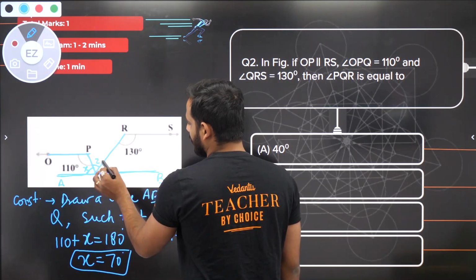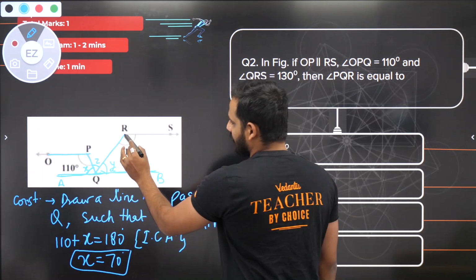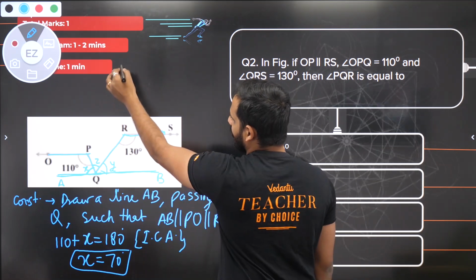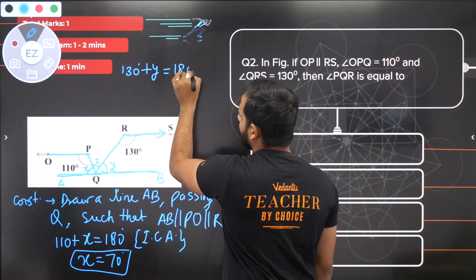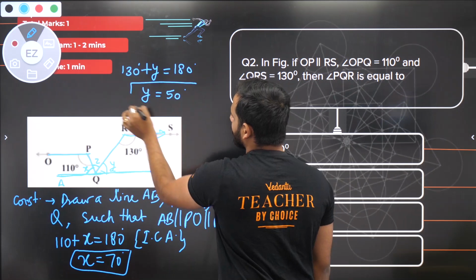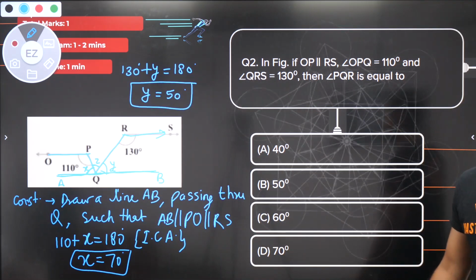Let's say this PQR is Z and this part is Y. Then can I find out Y? Yes, sir. Again, these two are parallel lines. If these two are parallel, by using interior consecutive angles, 130 plus Y is equal to 180 degrees. That means Y is equal to 180 minus 130, which is 50 degrees. So we have got our X, we have got our Y. We need to find out the value of Z. Z is what?